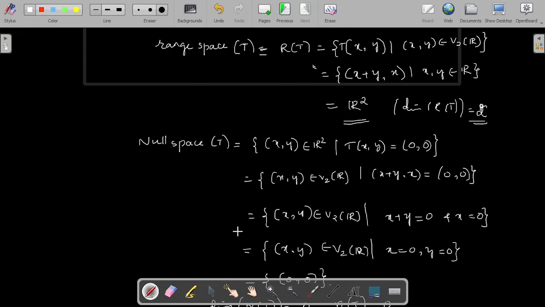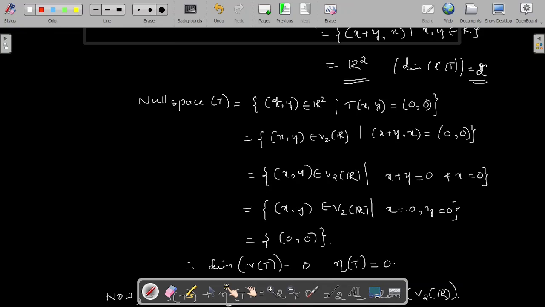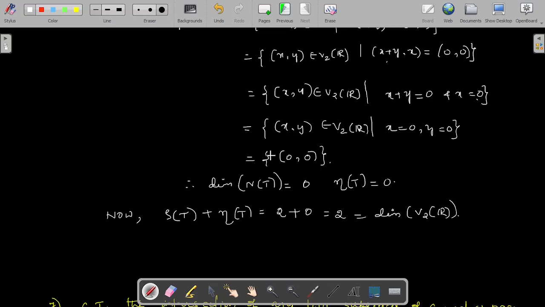Now to get the null space of T, you have to collect all those vectors which map to 0. T of (x, y) equals 0. So this gives you (x plus y, x) equal to (0, 0), which implies x plus y equals 0 and x equals 0. If you substitute x equal to 0 here, y also comes out to be 0. Therefore, T of (x, y) equals (0, 0) only when x and y are both 0. Therefore, only the 0 vector maps to 0. Hence, the null space of T contains only the 0 vector.